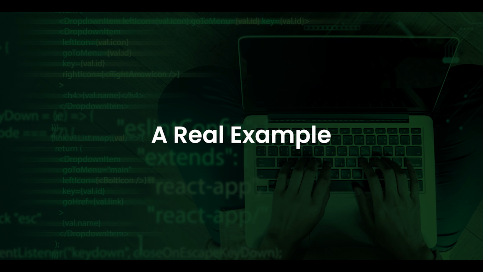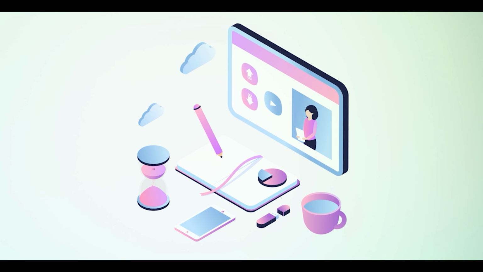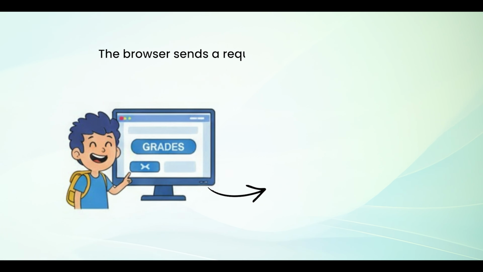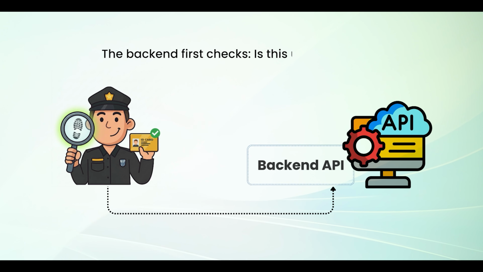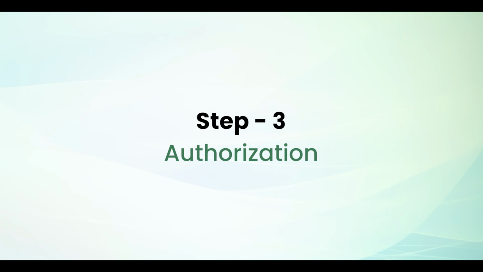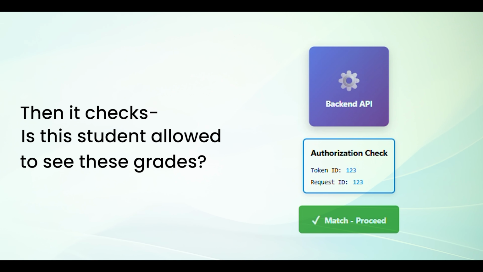A real example. Let's follow what happens when a student opens the grades page in an LMS. Step 1, Request. The browser sends a request to the backend API. Step 2, Authentication. The backend first checks, is this user logged in? Step 3, Authorization. Then it checks, is this student allowed to see these grades?